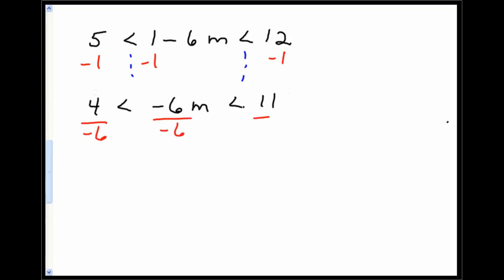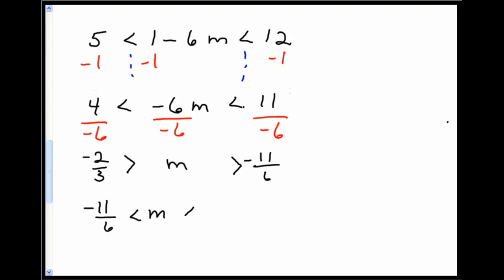Now, what happens when you divide an inequality by a negative number? Well, the signs are going to change directions. So this reduces to negative 2/3. We have m in the middle, and then negative 11/6. Now you want to rewrite this going from low to high. So we're going to have to read from right to left. So you'll have negative 11/6 is less than m is less than negative 2/3.